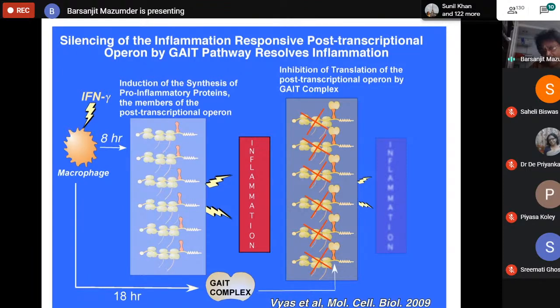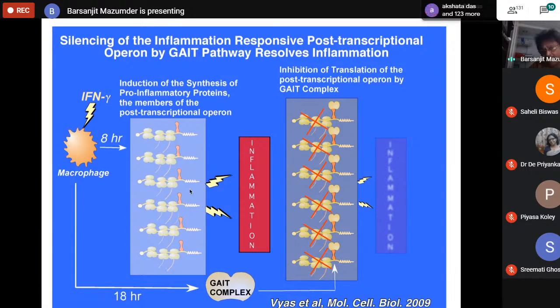So we came up with a model at this time that a macrophage or monocyte in response to interferon gamma produces a lot of inflammatory protein. So their protein translation is going on up to 8 hours of interferon treatment. This is on the basis of our data at that time. And protein synthesis of these molecules will generate those molecules and then inflammation will sustain. However, this should not go on for a long time.